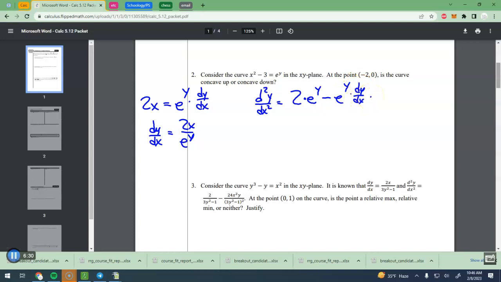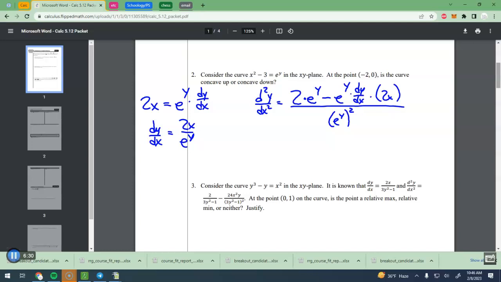So that's your g prime, and then f is 2x, all over, what goes in the bottom of quotient rule? The bottom squared, or g squared, so e to the y squared. So, question on the quotient rule piece there? What I want to know is if this curve is concave up or concave down at that point. So what am I going to do with that point? Plug it in. I have the second derivative.